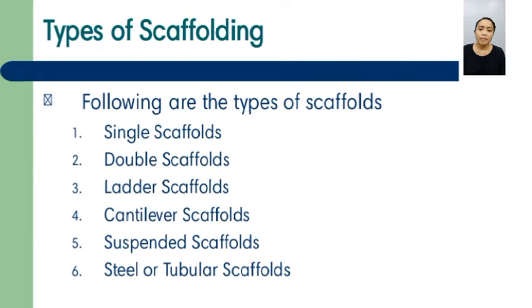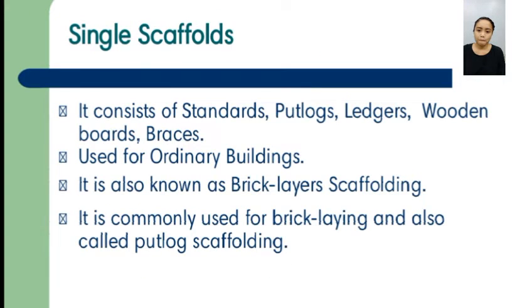Let's proceed to the types of scaffolding. These are the types of scaffolding: single scaffold, double scaffold, ladder scaffolds, cantilever scaffolds, suspended scaffolds, and steel or tubular scaffolds. First, I will discuss the single scaffolds.